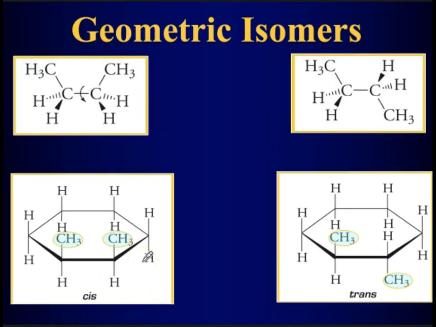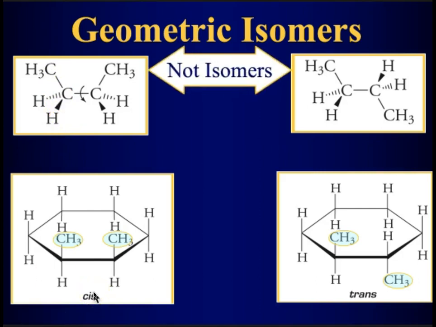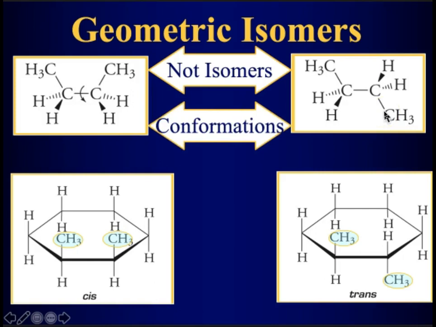So once again, to tell the difference between our geometric isomers and our conformers, our geometric isomers have different three-dimensional bonds. If they don't, these ones cannot be geometric isomers, since I can just rotate this easily and get this structure over here. So these are not isomers, they're conformers.